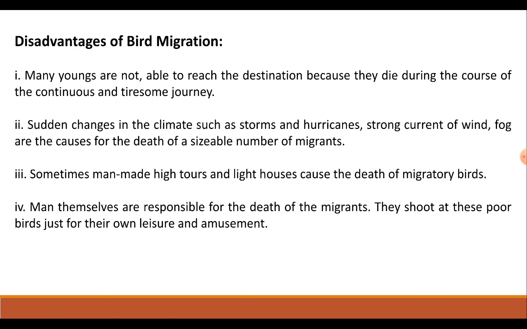An important point when you see the disadvantages of bird migration is that man himself is responsible for the death of migrants, where they shoot at these poor birds just for their own leisure and amusement.